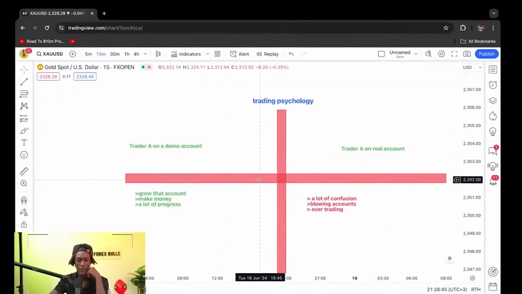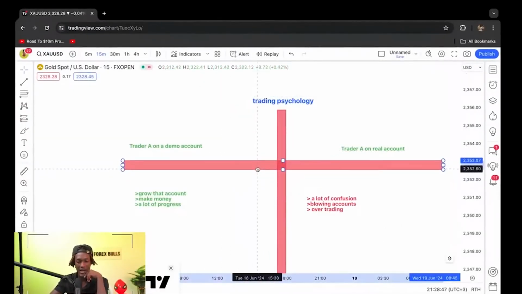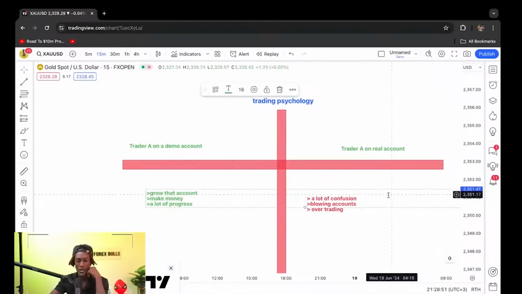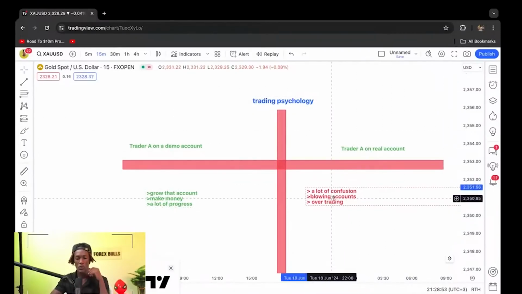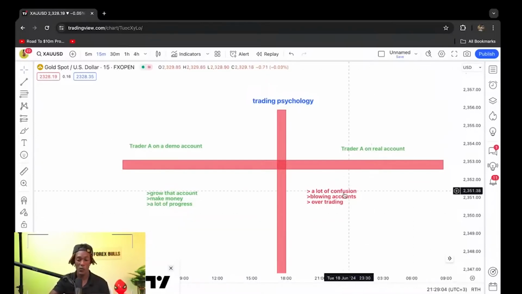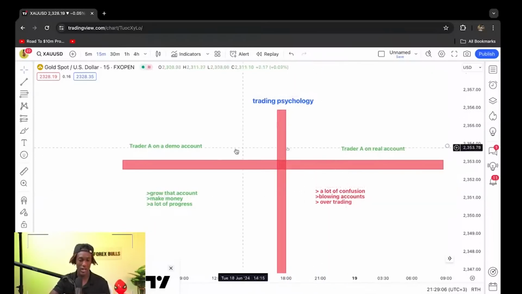And this is what I did. I decided to put out some presentations here, and I'm going to show you guys how we can actually understand this. We are going to study one trader. In the first scenario, this trader is trading on a demo account. Then in the second scenario, he is trading on a real account.